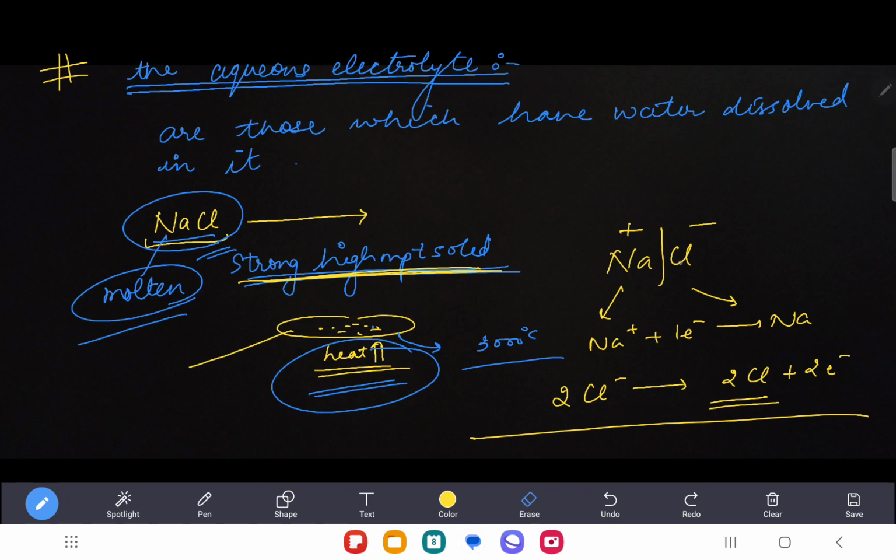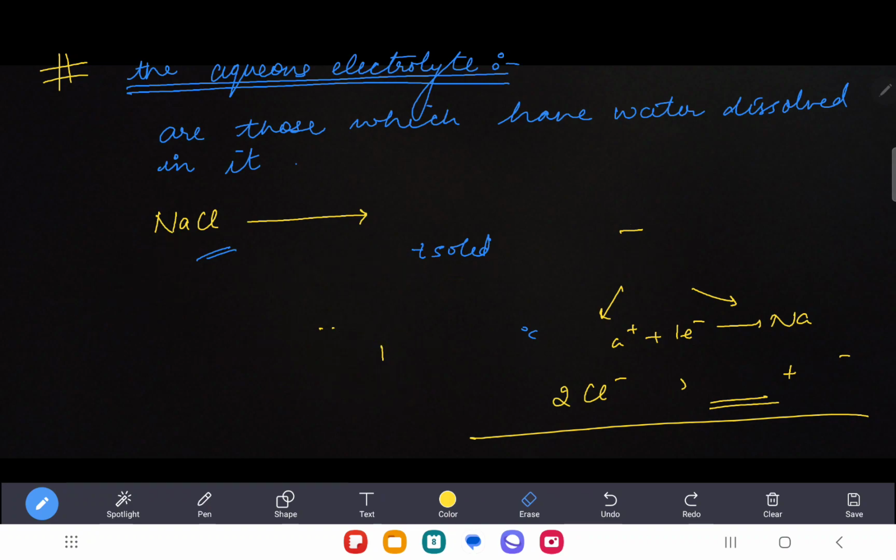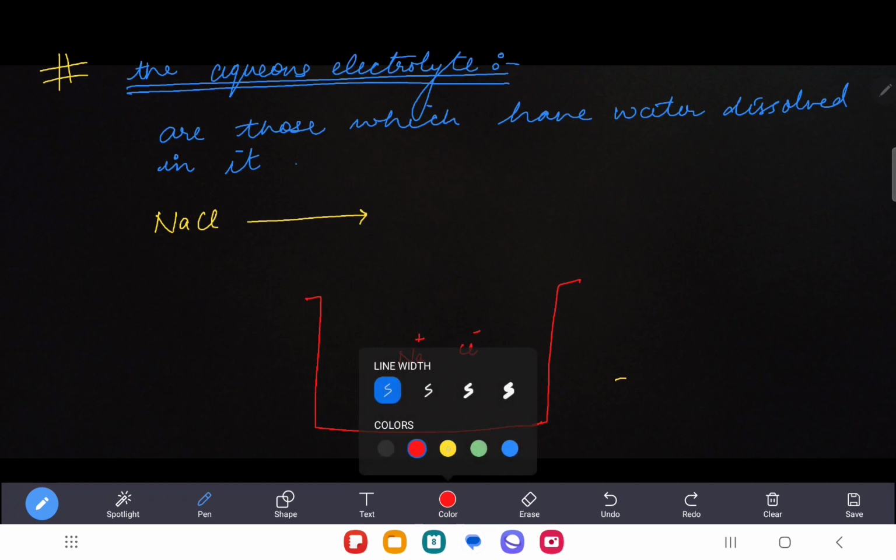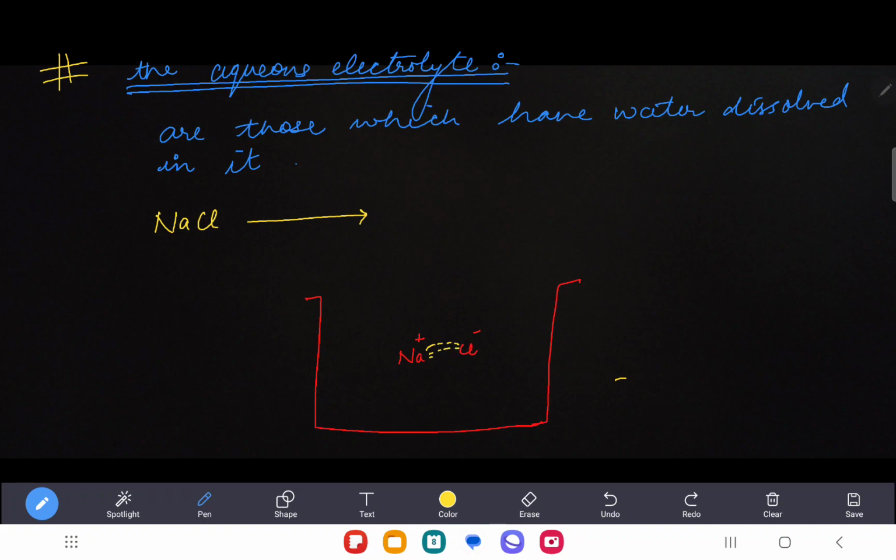But in reality, what do we generally end up preferring while performing electrolysis? Adding water. And what is water doing, understand? See, what is water doing to this? So when you add, this is the beaker, and this is Na plus, and this is Cl negative, and there is some force of attraction between Na plus and Cl negative, which is holding them together. You add water to it.